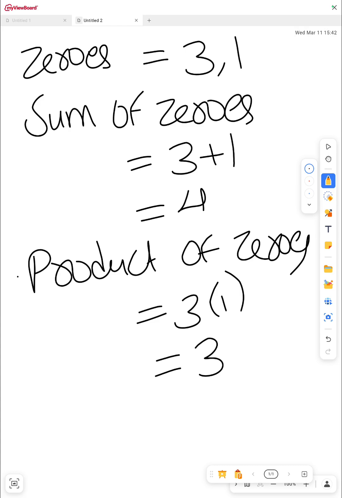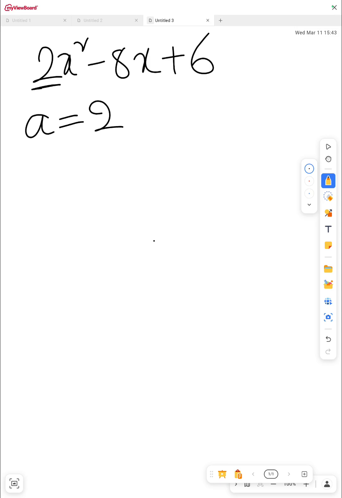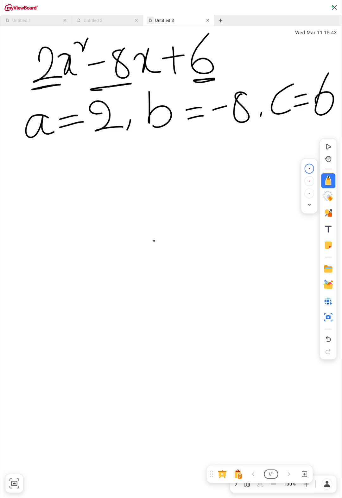Now I will tell you what the relationship is. I want to know what the coefficients of these terms are. Here it is in the form 2x square minus 8x plus 6, right? This is the polynomial. Here the coefficient of x square, which we will say a, is equal to 2, and b is equal to minus 8. c is the constant, which is 6. So this is the constant, this is the coefficient of x, and this is 2.